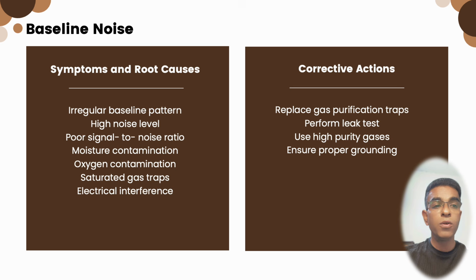Saturated gas traps lose their ability to purify gases and become a major source of contamination over a period of time. Electrical grounding issues may also introduce noise. Replacing gas traps, performing a thorough leak test, and ensuring proper grounding usually stabilizes the baseline.